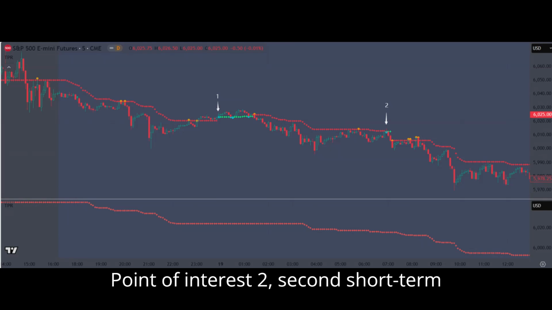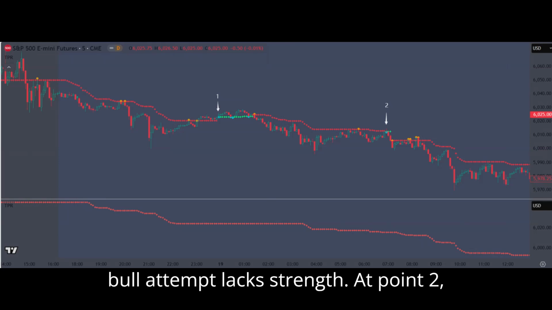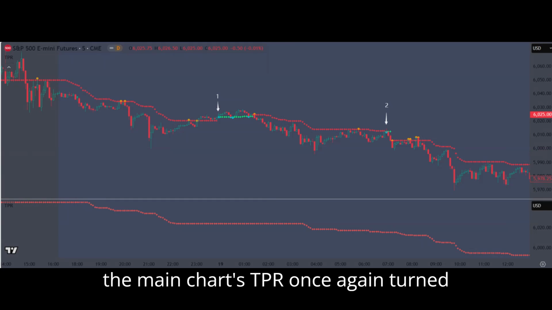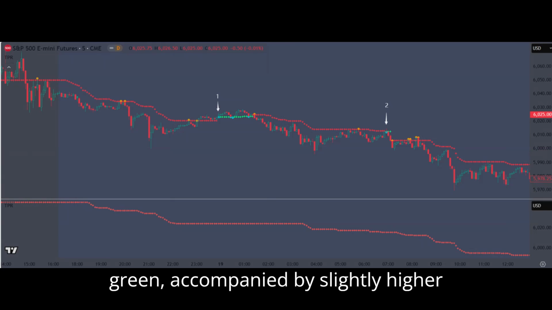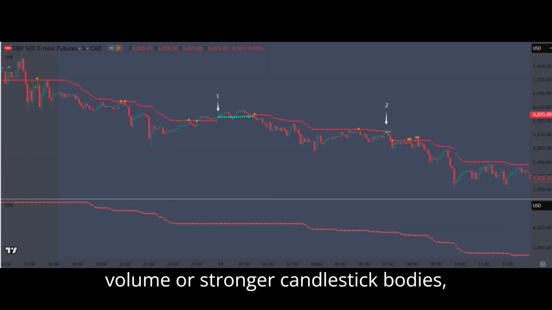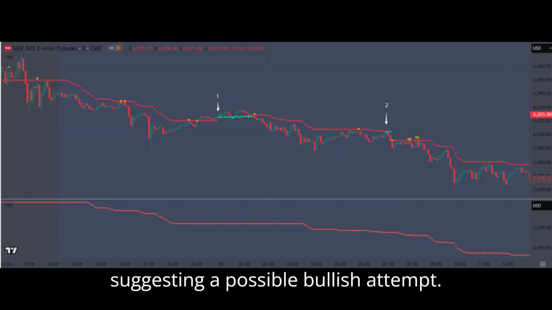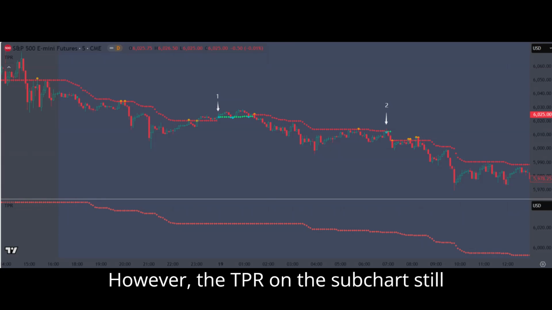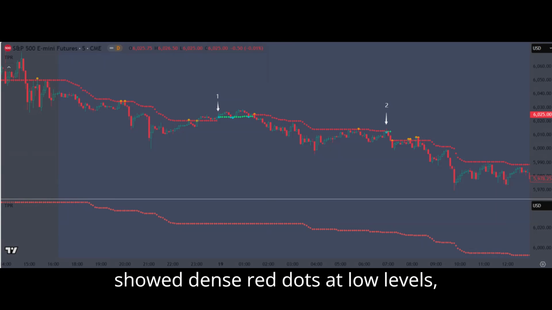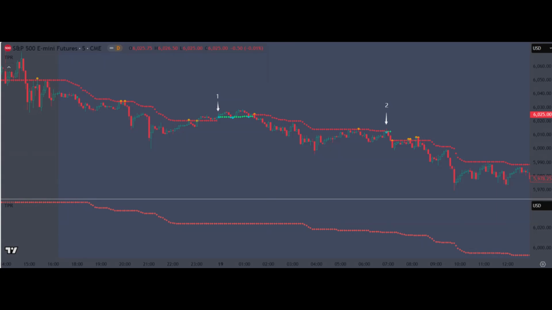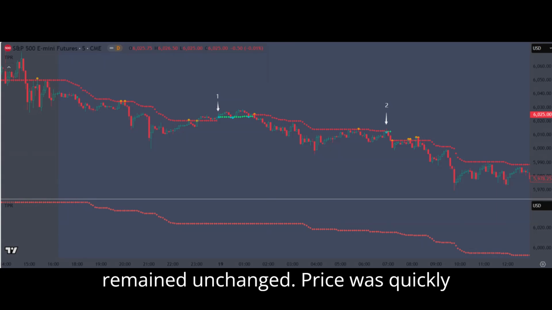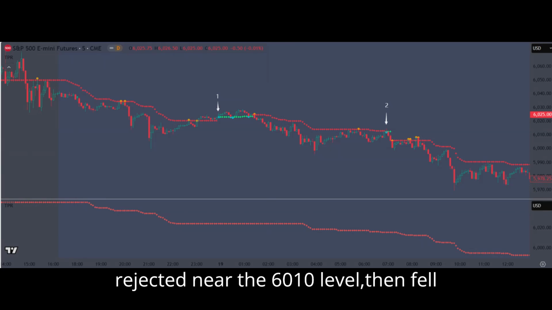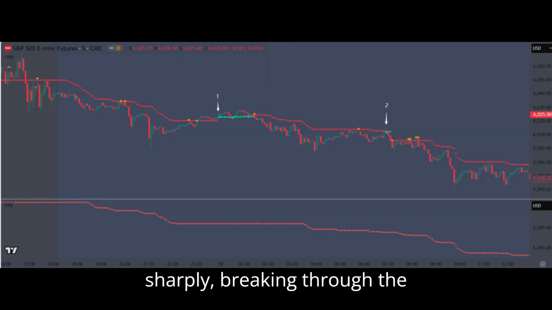3. Point of interest 2. Second short-term bull attempt lacks strength. At point 2, the main chart's TPR once again turned green, accompanied by slightly higher volume or stronger candlestick bodies, suggesting a possible bullish attempt. However, the TPR on the subchart still showed dense red dots at low levels, indicating that the long-term trend remained unchanged. Price was quickly rejected near the 6,010 level, then fell sharply, breaking through the 5,990 support.